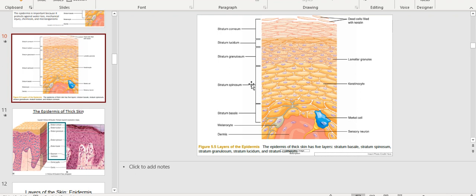Here's your stratum spinosum, the next layer, and we start to deal with keratin. Keratin is a protein that can make nails hard. You have your stratum granulosum up in here, and then there's your stratum lucidum and your corneum. So have a look at them here. There's your dermis and melanocytes, and Merkel cells, they're involved in skin pigmentation.